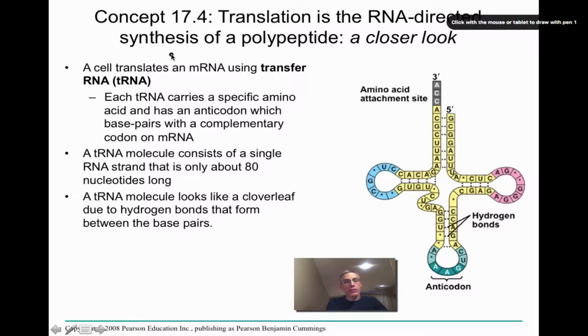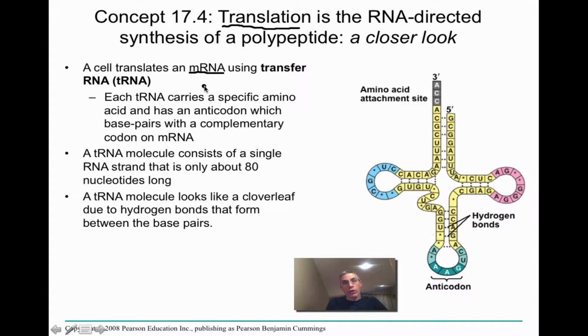Alright, so welcome back. This is going to be screencast number 2 for chapter 17, and what we're going to do today is we're going to look at the second step in protein synthesis, and that second step is translation. If you remember from our very first video, we had looked at the process of transcription, and transcription was the creation of that messenger RNA.